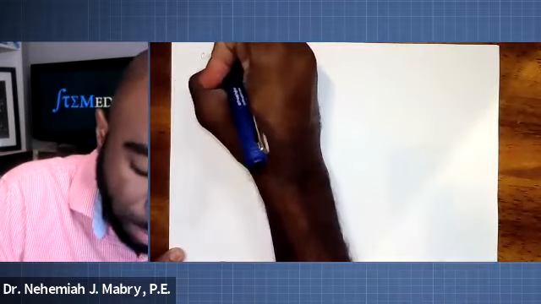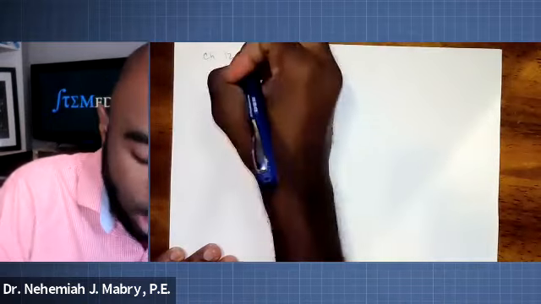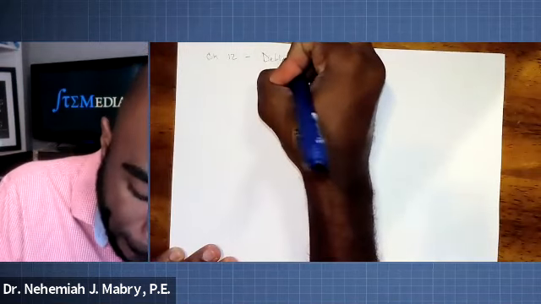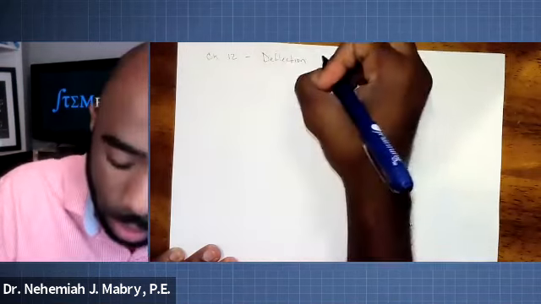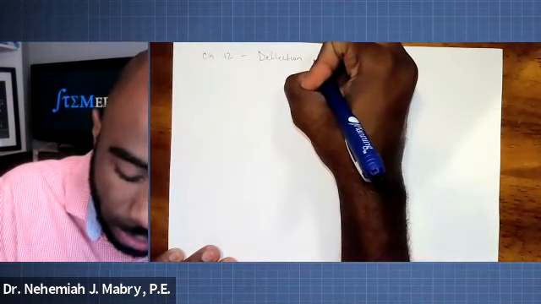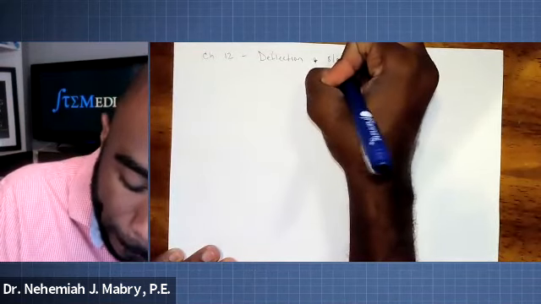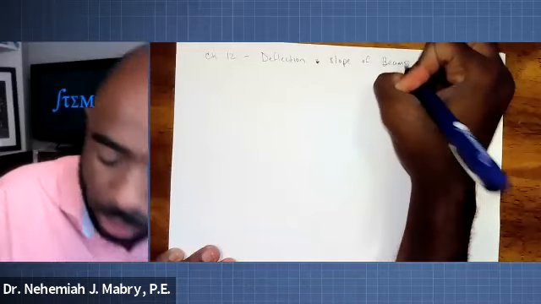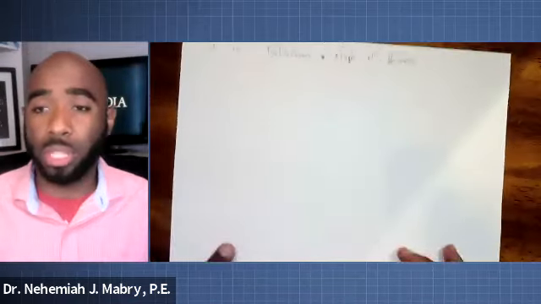I'm not going to assume it's morning, but let me go ahead and tell you that today we're going to be jumping into chapter 12 of our book. And more specifically, chapter 12 deals with the deflection and slope of beams. The deflection and slope of beams is what we're going to be talking about today.